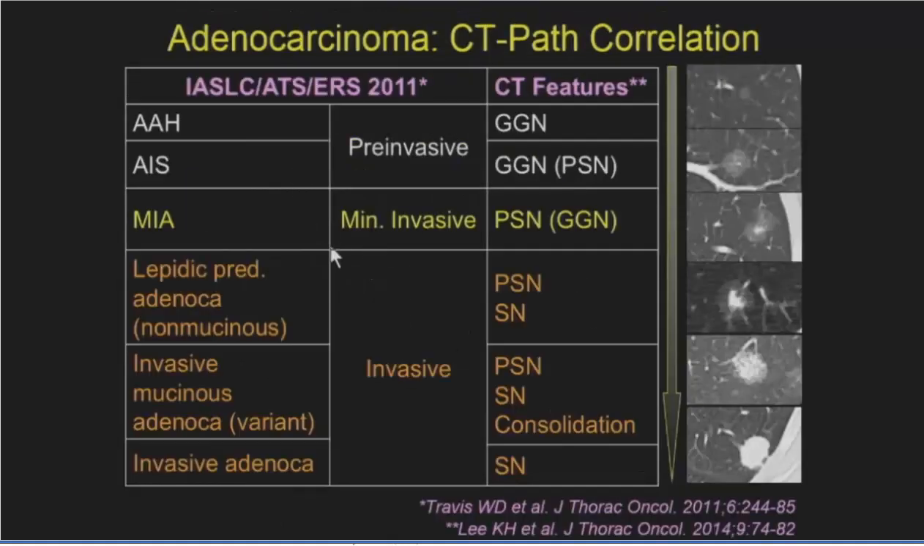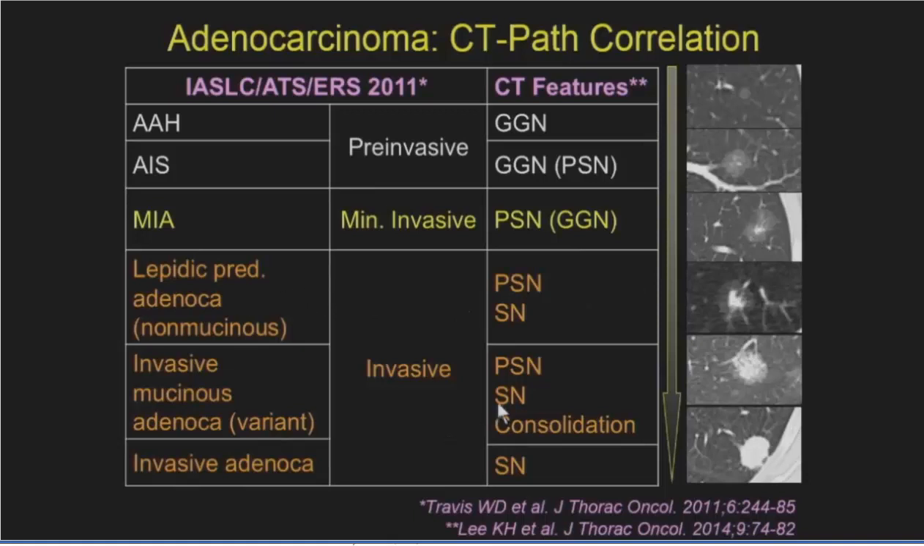And there are studies showing that there is a very good correlation between the CT features and the anatomopathological classification of these nodules. The pre-invasive lesions, the atypical adenomatous hyperplasia and adenocarcinoma in situ, tend to present on CT as pure ground glass lesions, whereas minimally invasive lesions might have a small solid component corresponding to that area of stromal invasion, or they can also present as a pure ground glass nodule if the area of invasion is below CT resolution.